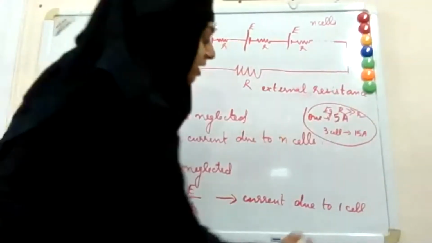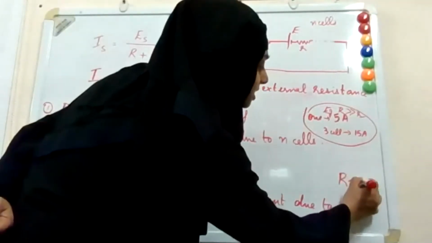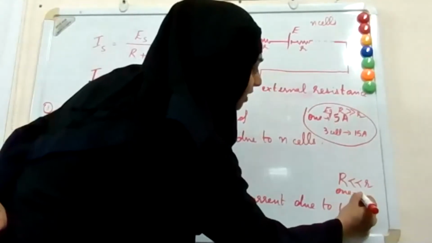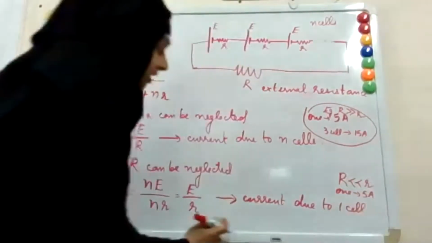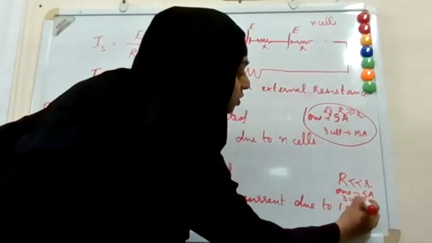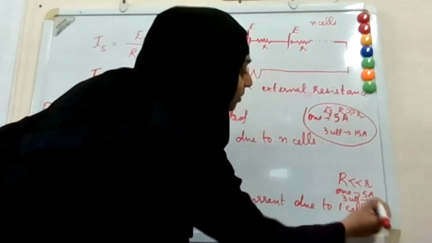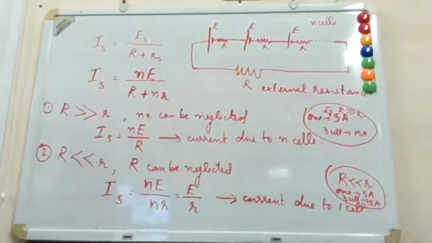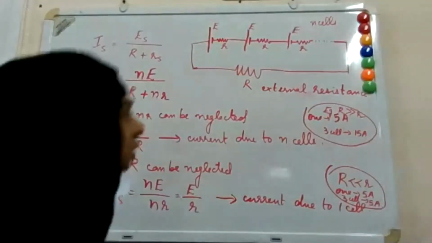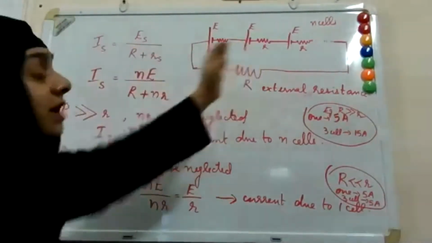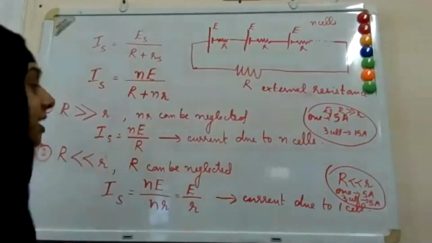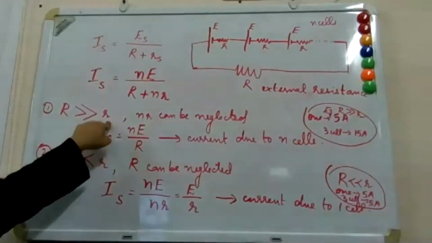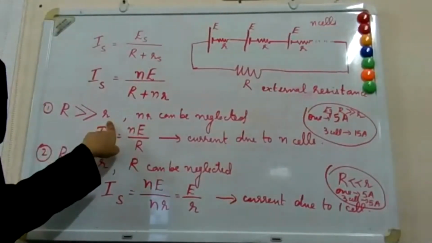Okay. Now, if R is very much less than small r, in that case, if one cell can provide 5 ampere, then 3 cells also can provide only 5 ampere. So, is there any advantage in connecting many cells? No. So, series connection has advantage only if the external resistance is much higher than the internal resistance. Is that clear?